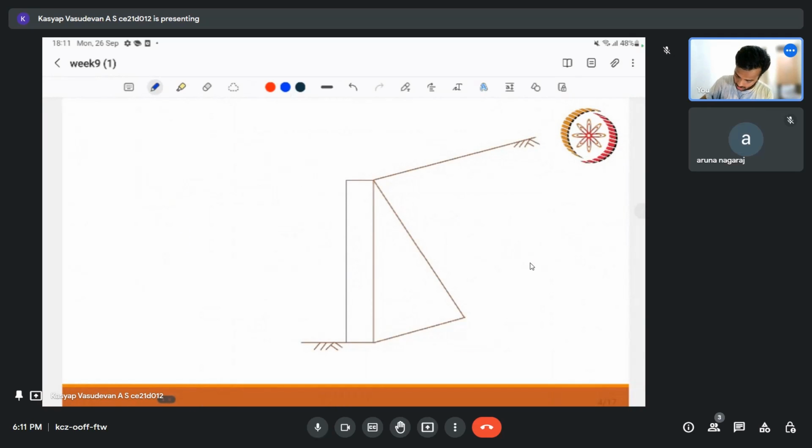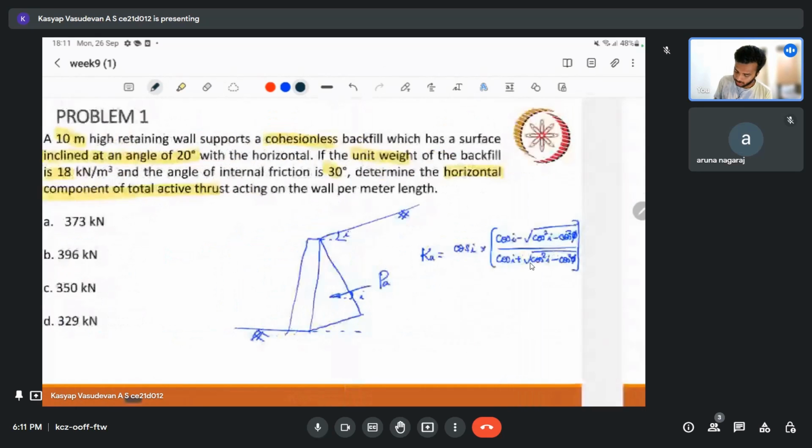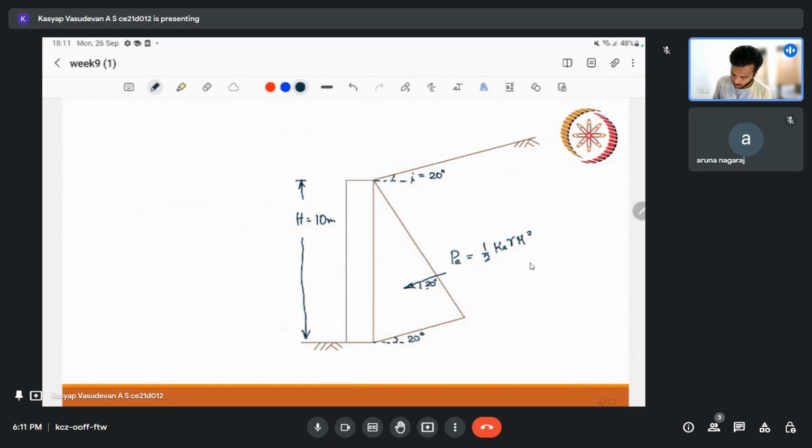So we have this thing. Let me write all the values. I is equal to 20 degree. So this I is also 20 degree, and if I'm expecting a backfill, the total active thrust, this angle is also 20 degree, and this can be written as half into Ka gamma h square, where h is equal to 10 meter in our case. This height is also h by 3, but here it is not asked, so this will be 10 by 3, whatever. So this particular pressure at the bottom will be small pa, that will be Ka gamma h, as usual. Okay, so what is Ka here?